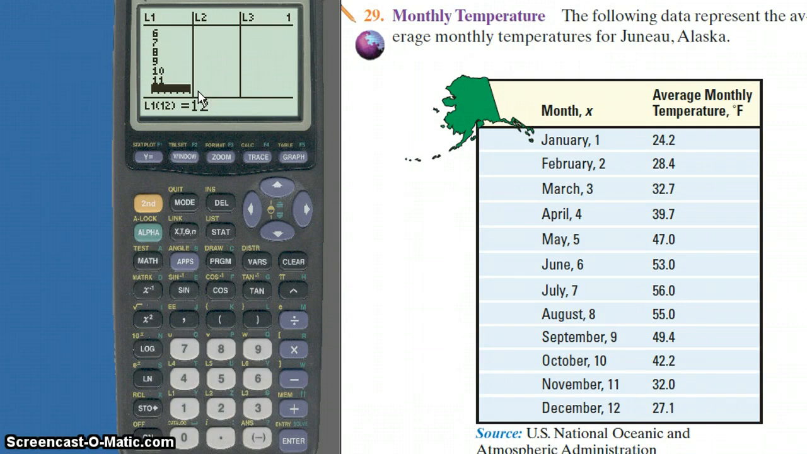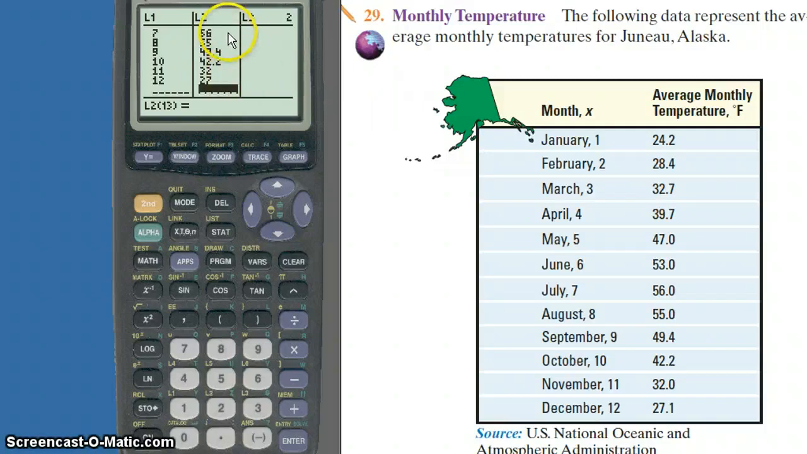Then we're going to arrow over, go back up, and go over to list 2, and we're going to put in these values here. If you have values here, you can write over them, or hit the delete key to delete them and start fresh. Either way, you're going to put the month values 1 through 12 in list 1, and then the average monthly temperatures in list 2. So that would be like 24.2, 28.4, and so forth.